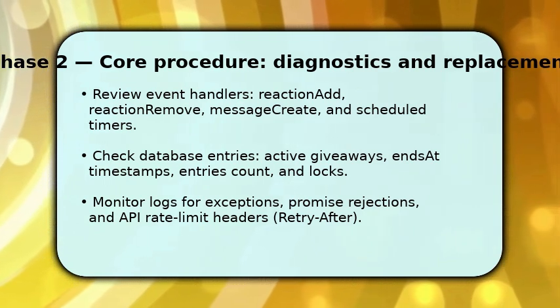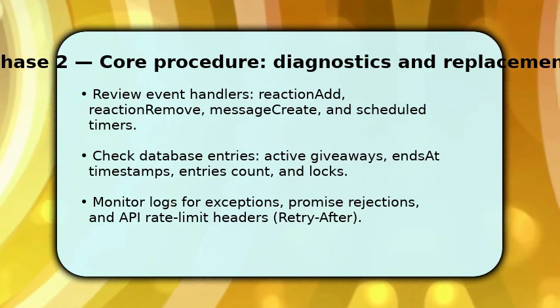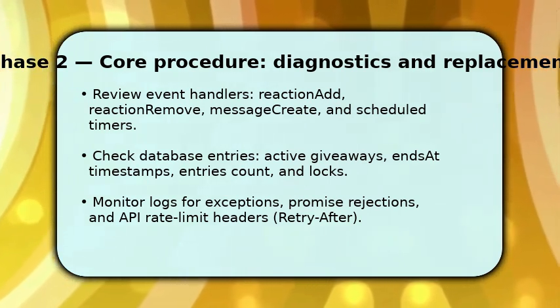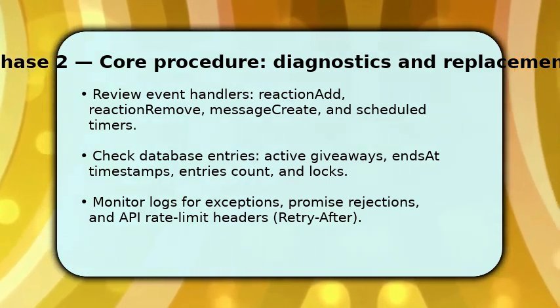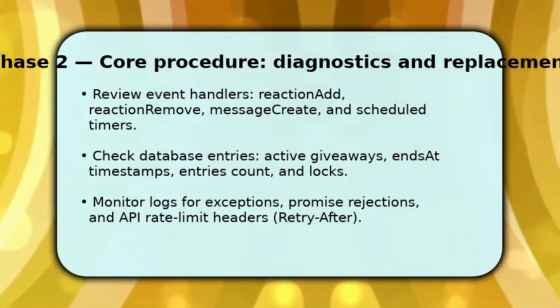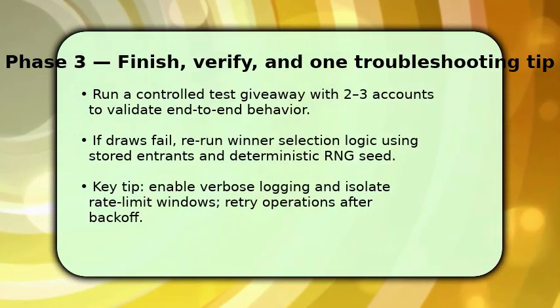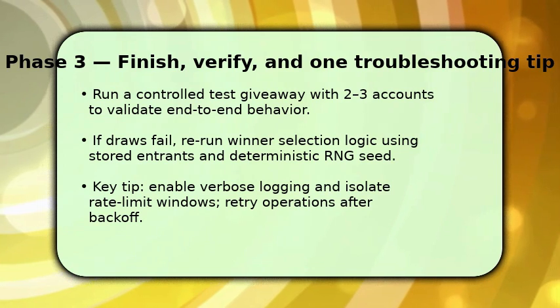Once done, reconcile entries count with stored participants, and verify locks prevent double counting. Meanwhile, tail logs for unhandled rejections, HTTP 429, and finish by running a controlled test. Create a short giveaway and enlist 2 or 3 test accounts to reproduce the flow from entry to winner pick.